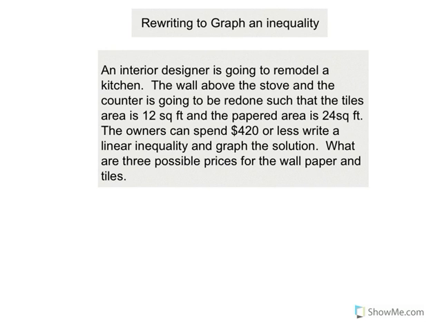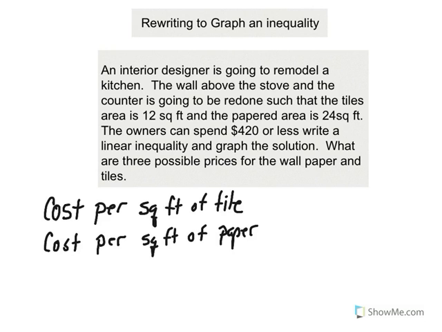So here's how we do this. We're going to look first for the 2 unknown values in the problem. So our 2 unknowns are the cost per square foot of tile and the cost per square foot of paper. Let's let the cost per square foot of tile be y and the cost per square foot of paper be x. You could actually pick either, it doesn't really matter.